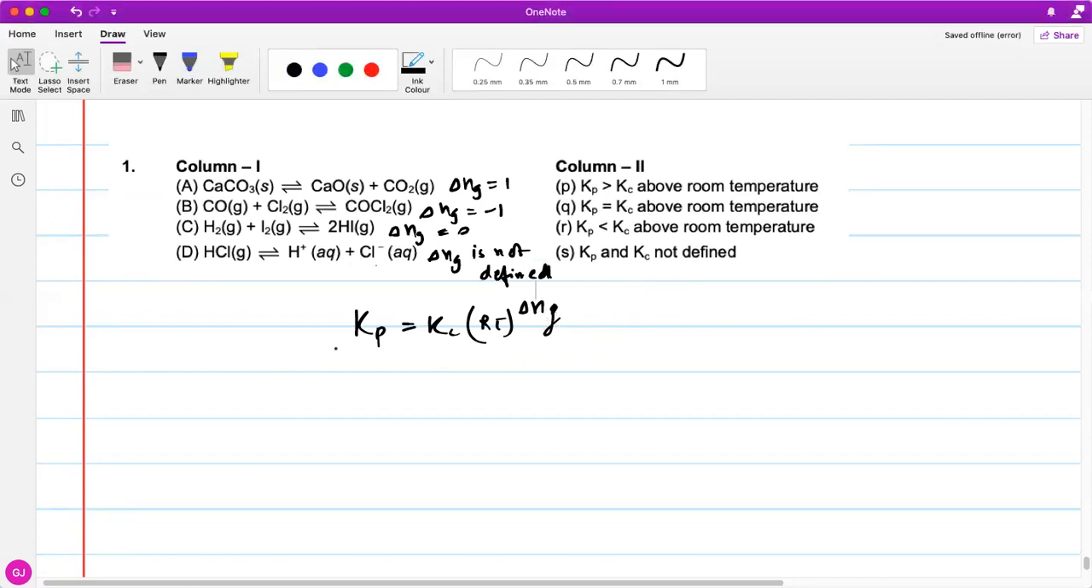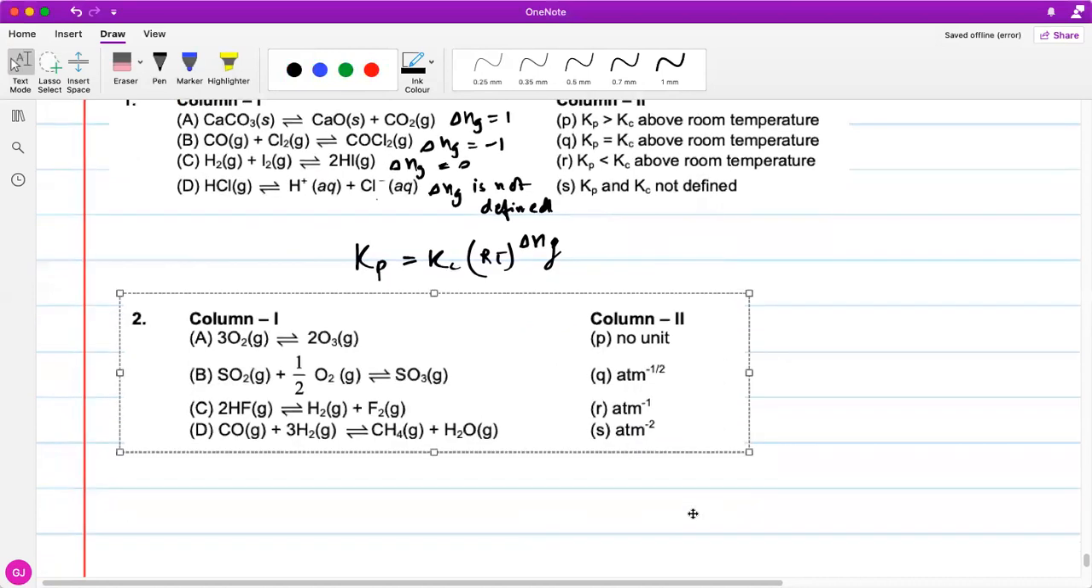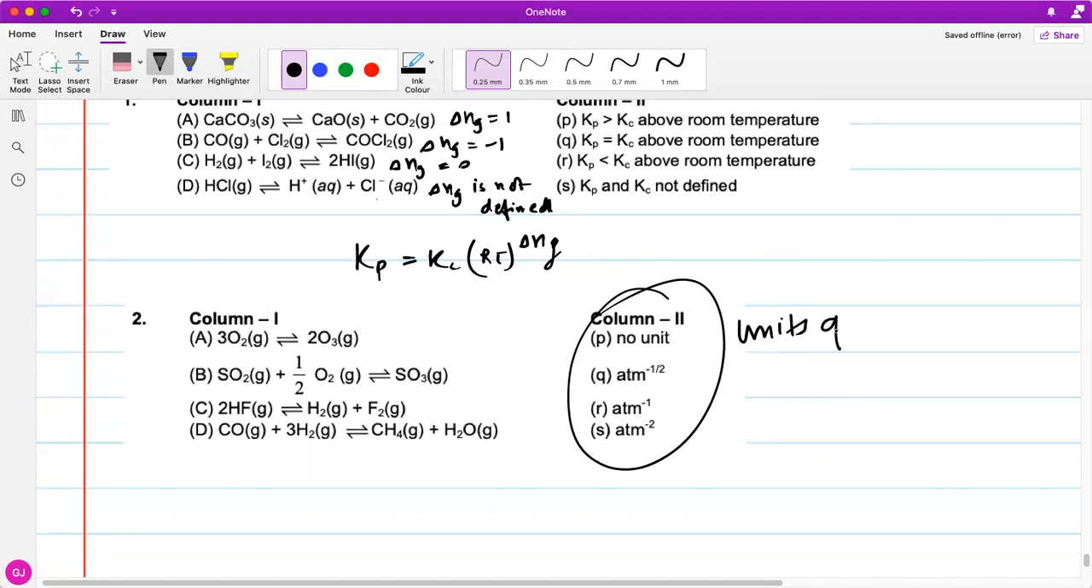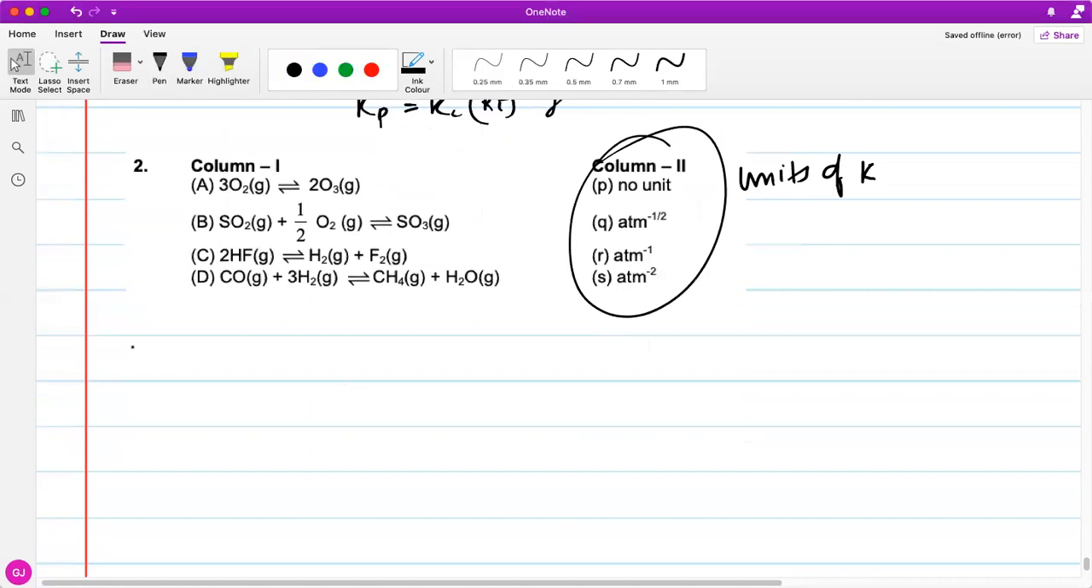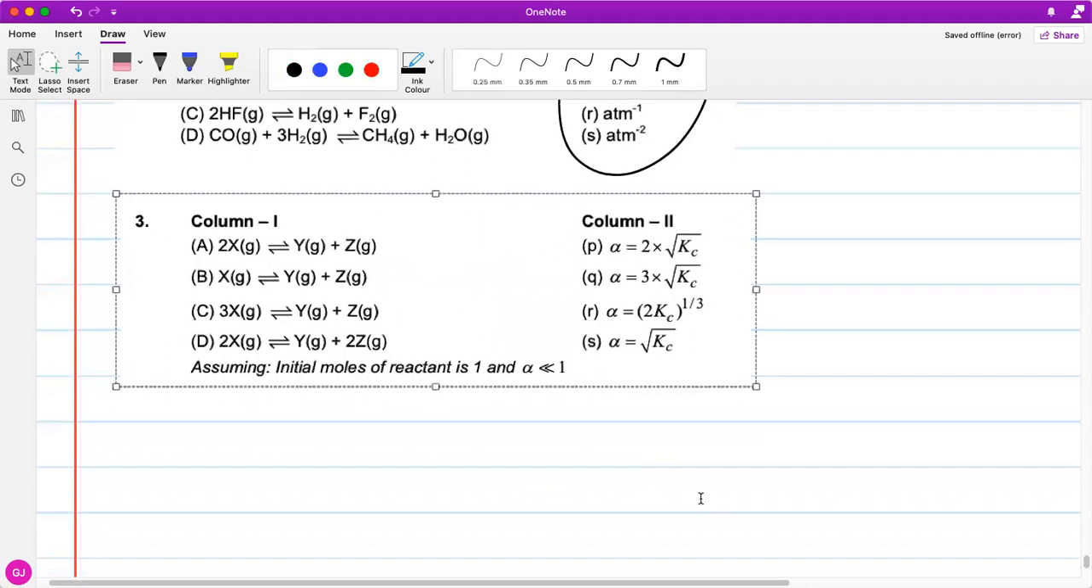Then the second question is, again, you are supposed to determine the units of the equilibrium constant, right? These are the units of the equilibrium constant. So based upon the delta Ng value, you can comment on the units on the right hand side, right? So pretty straightforward, nothing much to work over here.